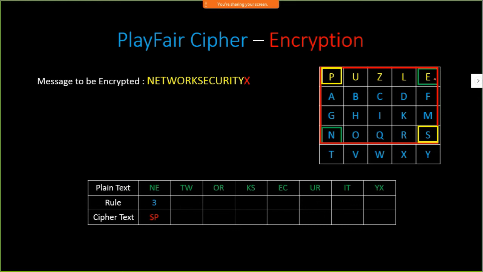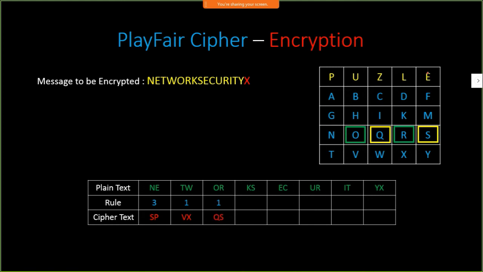By the same process, the next text is TW. So what is the rule? Rule number 1: if both letters are in the same row, replace them with the letter to the right, and if the letter is at the end, go back to the start of the same row. So if the letters are in the same row, follow the right letter. T is replaced by V and W is replaced by X. Similarly, after that OR. OR is simple, followed by the same process. So Q and S.